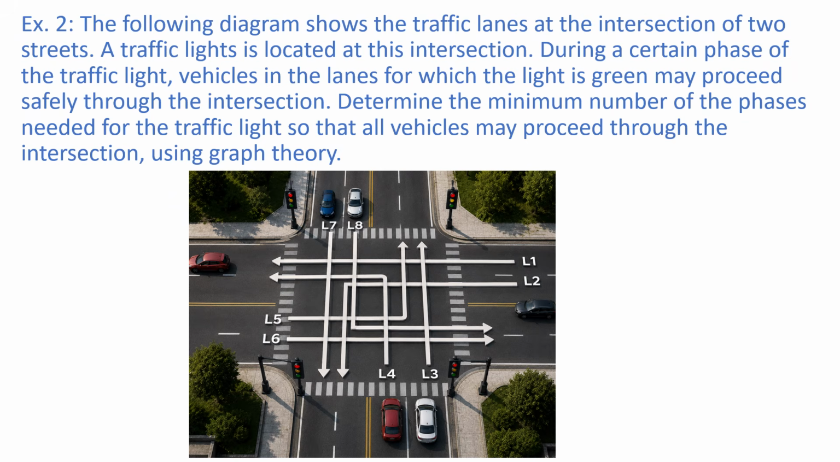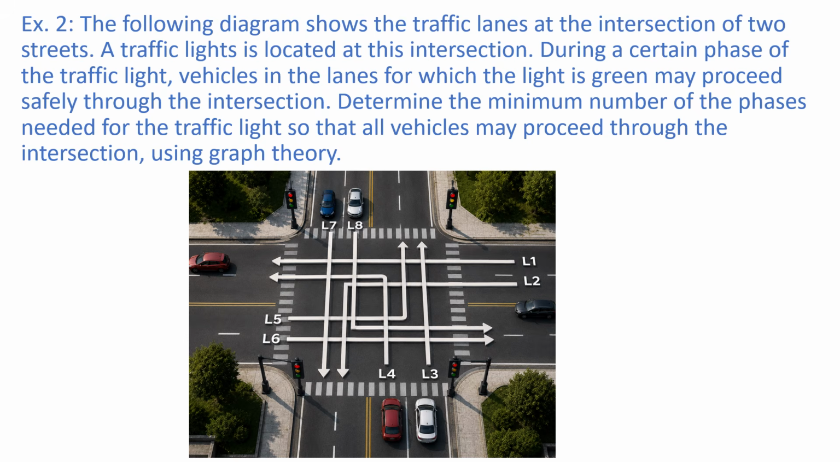Here's the second question. The following graph shows the traffic lanes at the intersection of two streets, and the traffic light is located at this intersection. So during a certain phase of the traffic light, vehicles in the lane for which the light is green may proceed safely through the intersection. Determine the minimum number of phases needed for the traffic light so that all the vehicles may proceed through the intersection. So this is going to be done by graph coloring.